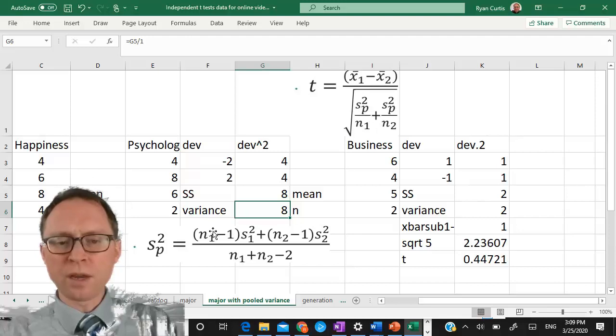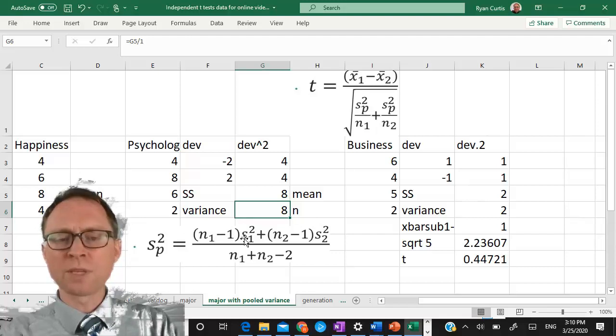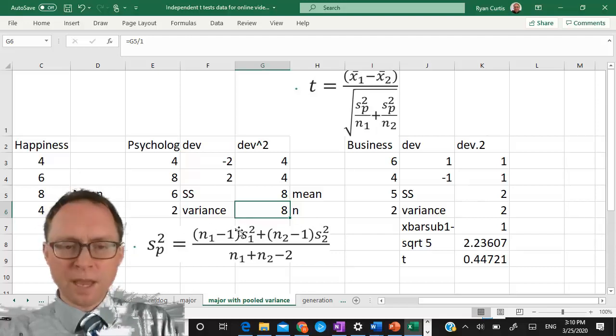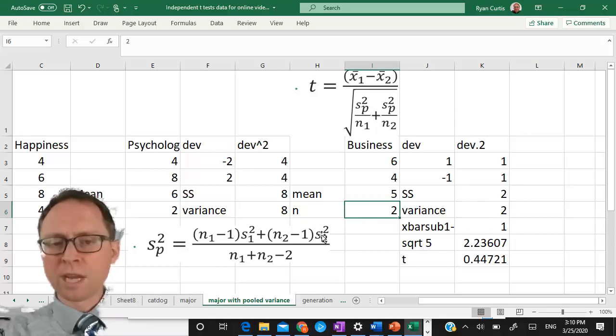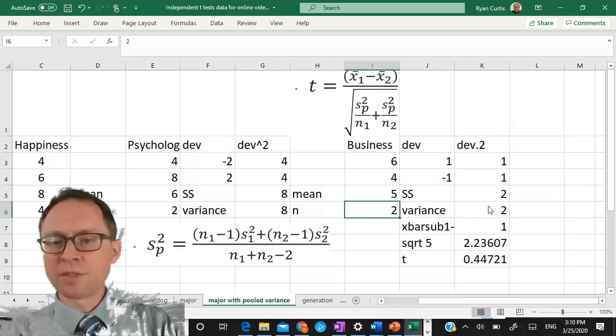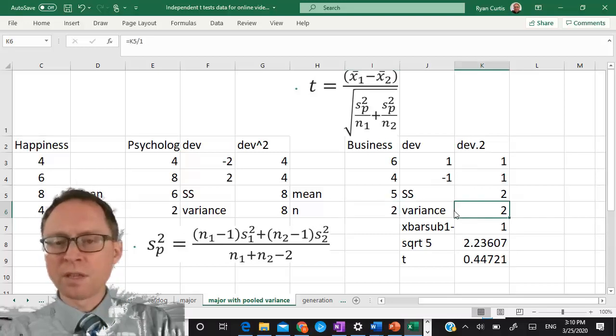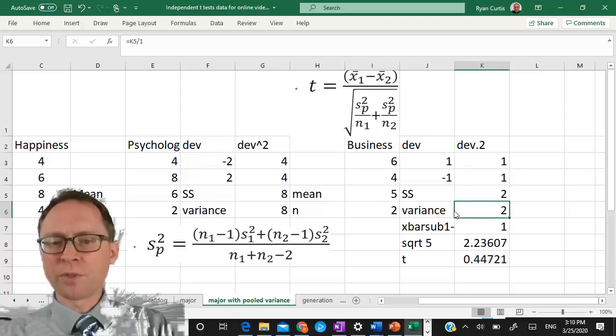So what this part is saying right here, n sub 1 minus 1 is 2 minus 1 equals 1, times the variance. So all we're looking for here is 1 times 8. So this whole thing, n sub 1 minus 1 times s sub 1 squared, that's 8. Over here we have n sub 2. In this case, it's also 2. Minus 1 is 1 times the variance of business majors. And the variance of business majors is over here. It is right there, 2. That is the variance for the business majors.